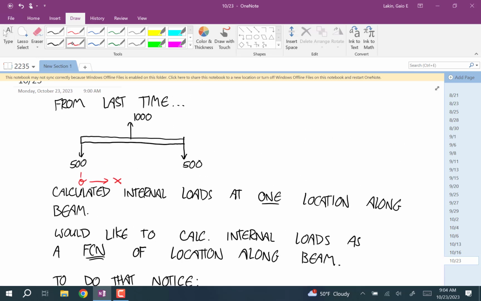Okay, so I'm going to isolate, I'm going to draw free body diagrams of 4 pieces of this beam. Okay, so we're going to calculate the internal loads here. That's the first spot we're going to do. The second spot we're going to do is here. Then we're going to do one just on the other side of the 1000. So there's the third one. And then we're going to do one just before the 500.